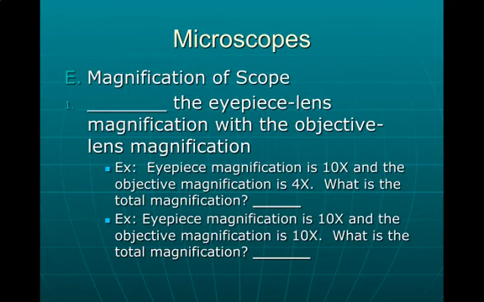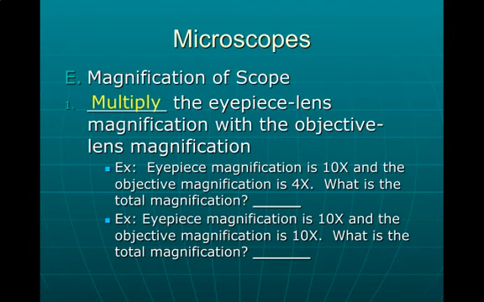Okay, last thing we're going to do is look at the magnification of the microscopes. There are some calculations that are involved when you look at the magnification that you're using in an experiment. You need to know that you multiply the eyepiece lens magnification with the objective lens magnification. So for example, the eyepiece magnification is 10x. So remember, the eyepiece is the little thing that you look through, and most of the time it's a 10x magnification.